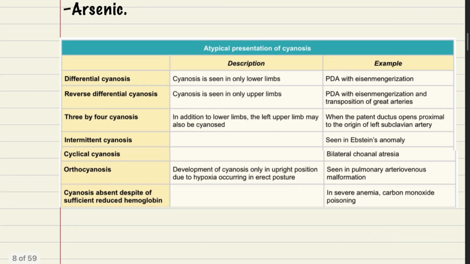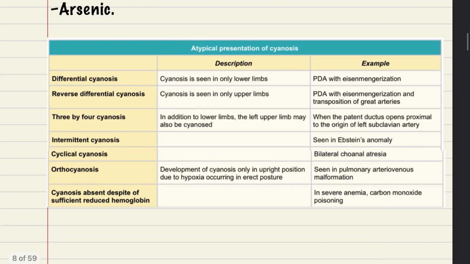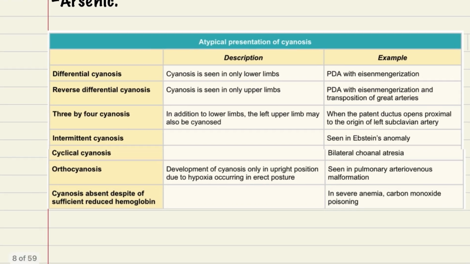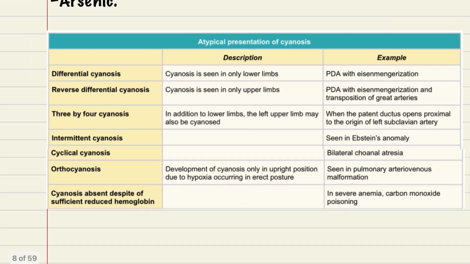Now, we have some atypical presentations of the cyanosis also. What are those? Let us study one by one. The first is the differential cyanosis. What is differential cyanosis? Differential cyanosis means that you can appreciate the cyanosis only in the lower limbs.